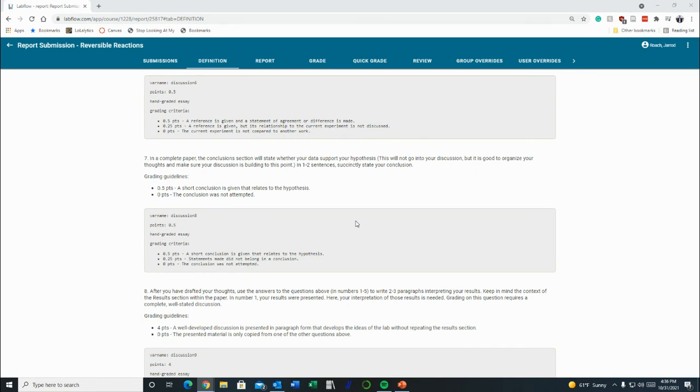In question seven, you are supposed to have a conclusion, which is where you're going to state whether the data finally supports or does not support your hypothesis. This should be pretty short and simple.